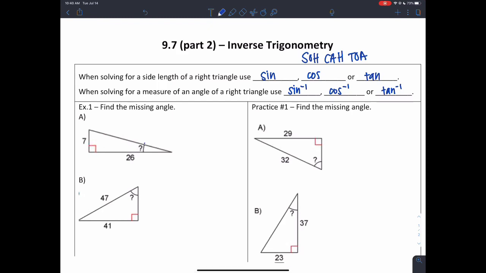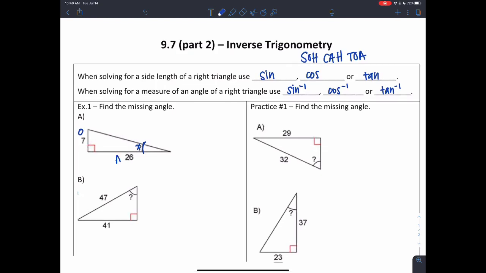Okay, so we are looking for this angle, which we will label x. Now again, because we are using trig ratios, we want to label our sides. So opposite of x is 7, adjacent to x is 26, and the hypotenuse is up here. So our trig ratio that we use will be TOA because we have opposite and adjacent sides. So let's formulate that. Tan, and now our angle is x because that is what we want to find, equals 7 over 26, or opposite over adjacent.